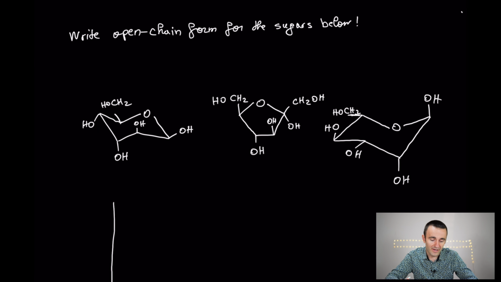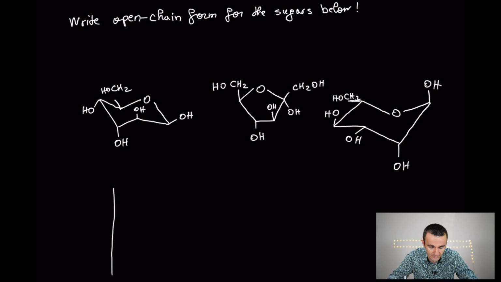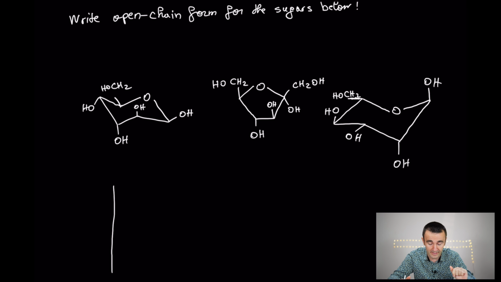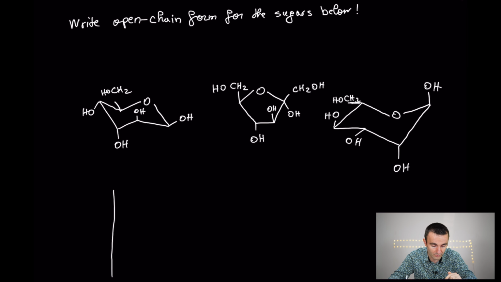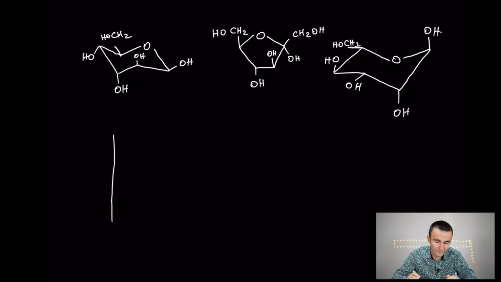Now let's write open chain from the sugars below. Now let's do the reverse. I know that you got a little tired, but anyway, let's keep going also with this last one. And after this, you're going to have a homework if you understood what we were doing up until now. Now, let's draw the Fischer projection.